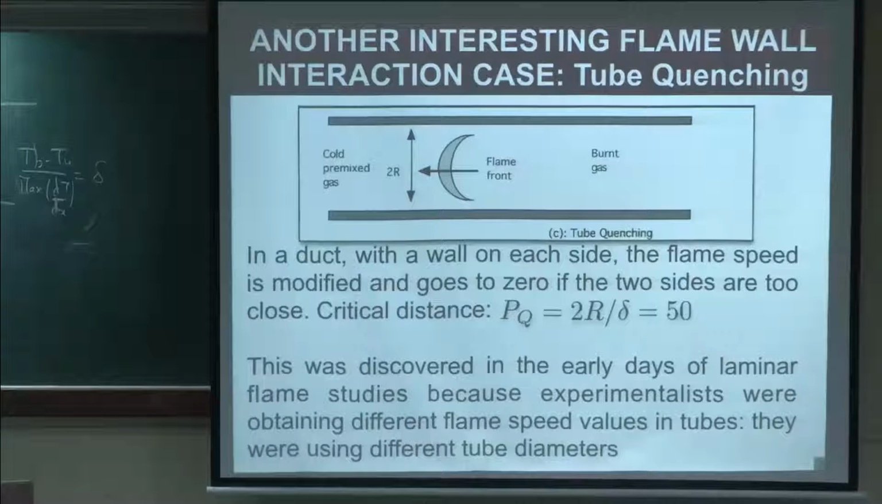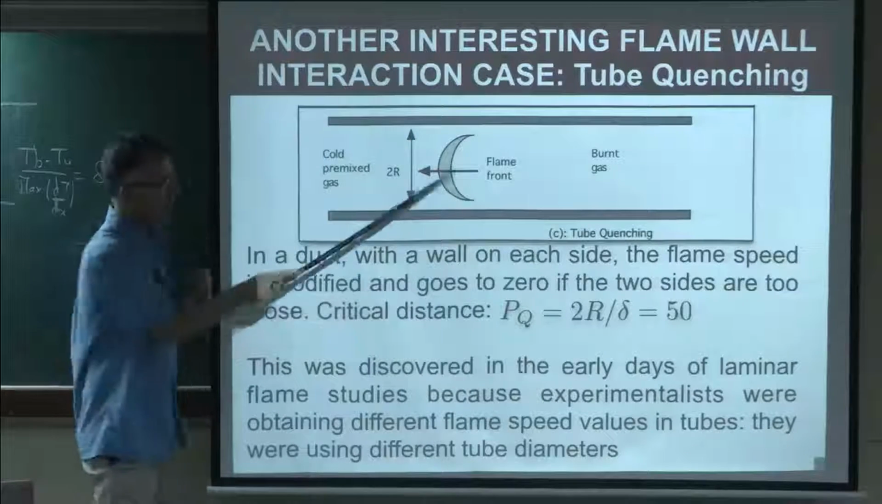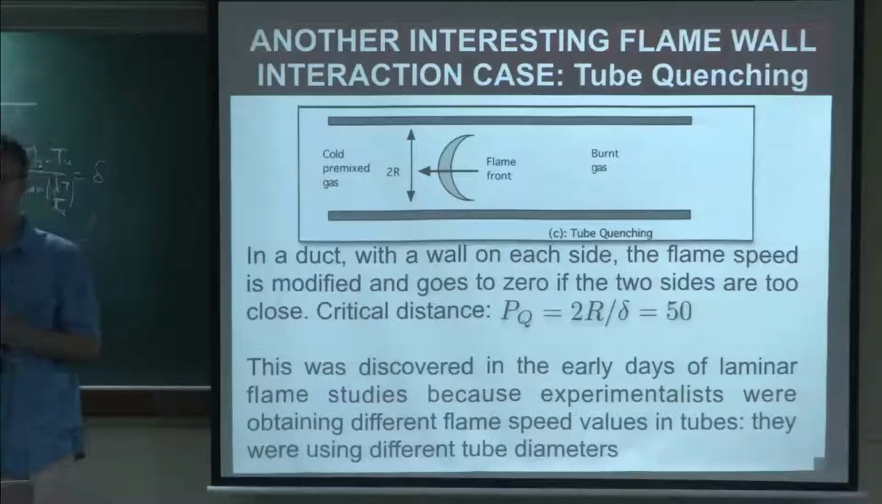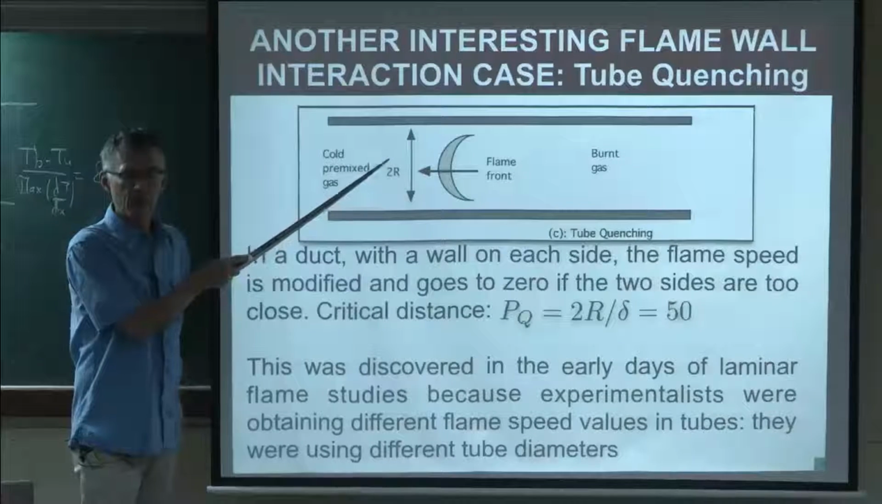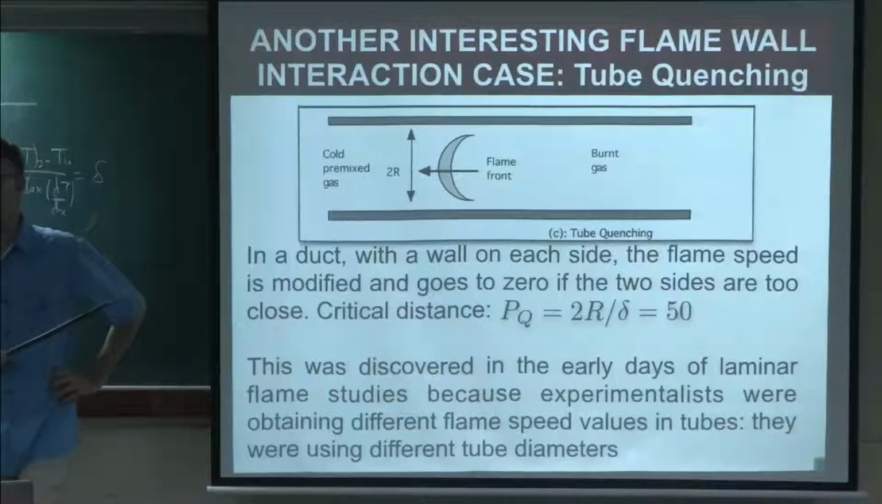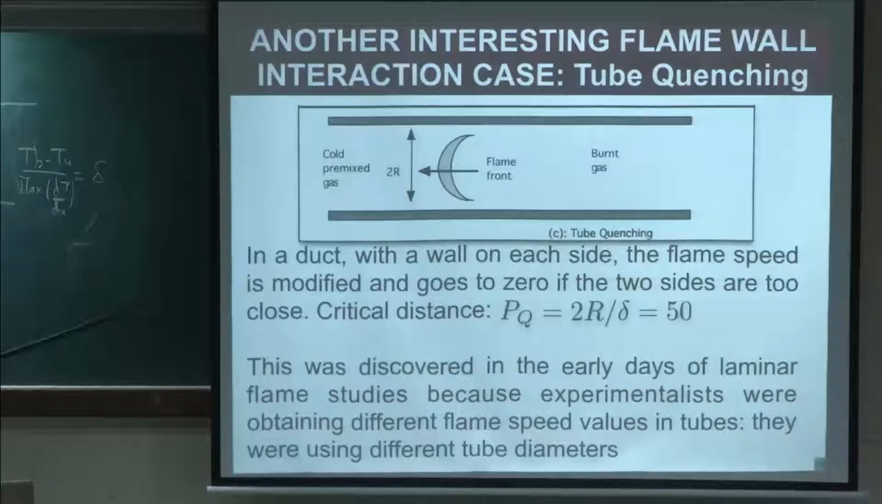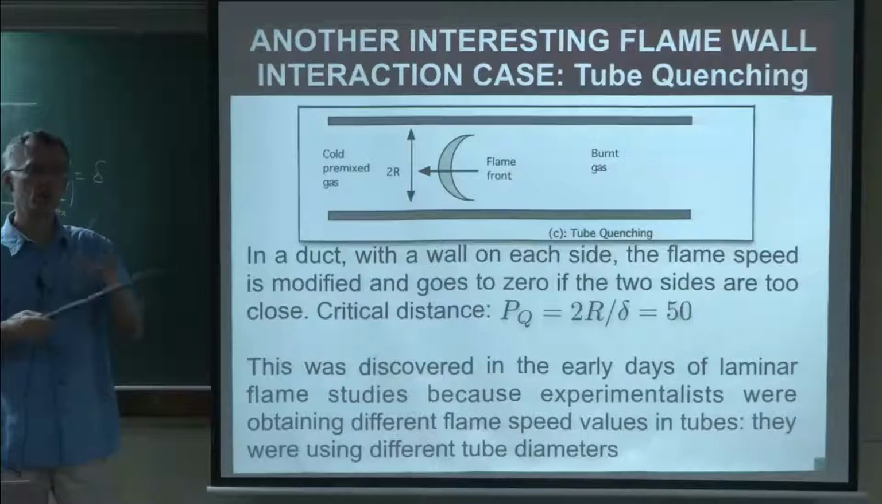Okay, now let's move to the third case of flame-wall interaction, which is tube quenching. Tube quenching is basically two times sidewall quenching. You put a wall on top, a wall on the bottom, and you let the flame go through. I've already told you 5 days ago, I don't remember, it looks like it was a long time ago, that when you measure flame speed in a tube, the flame speed depends on the distance between the two walls. Actually, it depends so much on the distance between the two walls that if these two walls are too close to each other, there is no flame propagation.